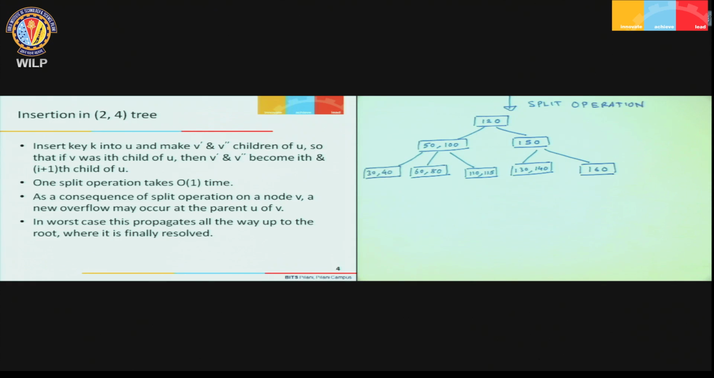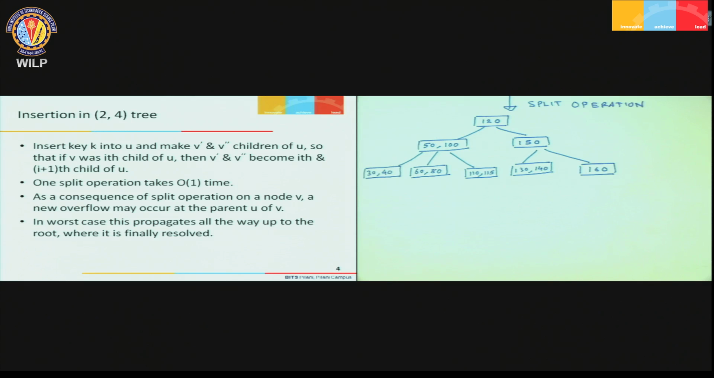So, we see that insertion can lead to a violation of the size property, and we use split operations to resolve this violation. As a consequence, there might be an overflow at the parent U of V. In the worst case, it gets propagated all the way up to the root where it is finally resolved. Now, we have seen that a split operation takes constant time, because the number of operations that you do is independent of the size of your 2-4 tree.